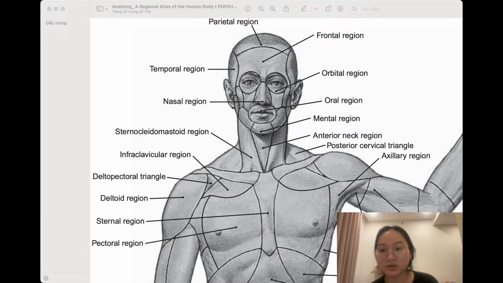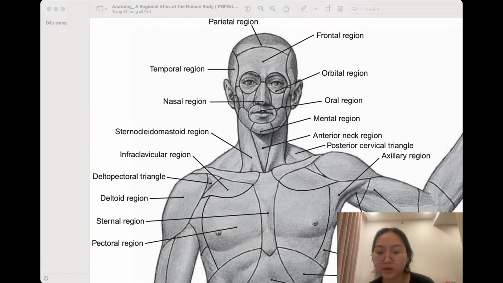So we're going to do the anterior neck region. Anterior is in the front. The posterior cervical triangle has a triangle shape, and cervical is talking about the backbone, and posterior is in the back, behind. So we're going to do the posterior cervical triangle. And this one is the axillary region. You already know this one is the armpit, right? The line is axilla, and this one is the axillary region. That's cool to know, right?